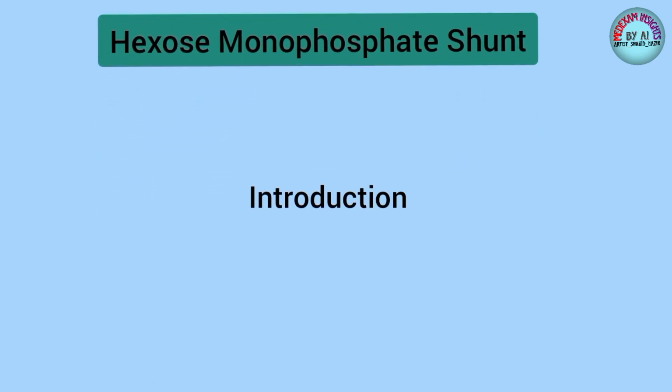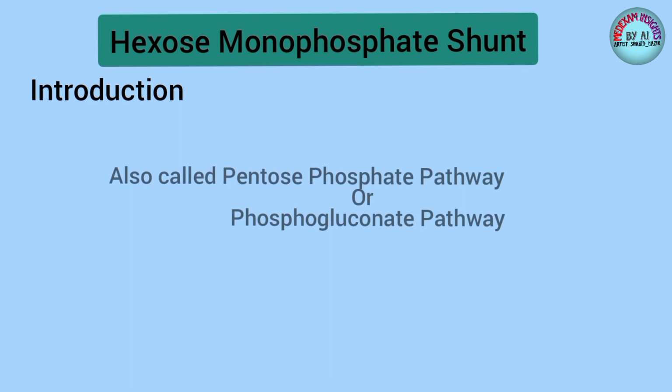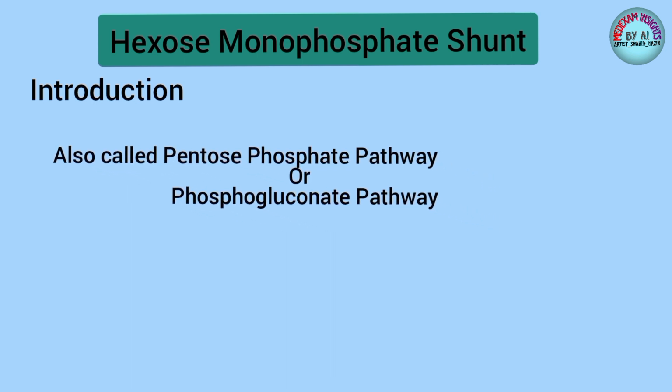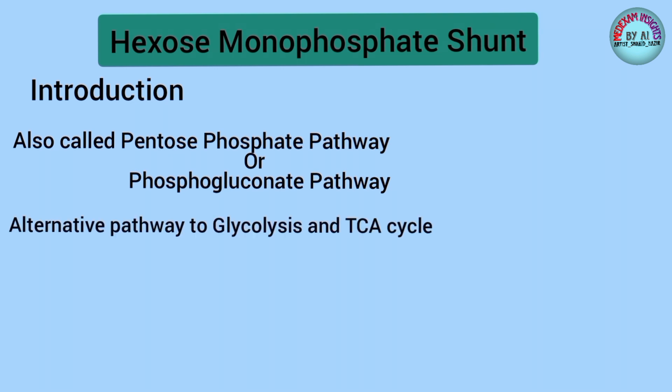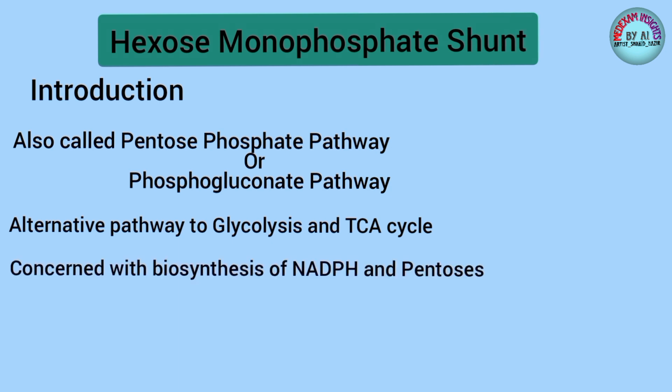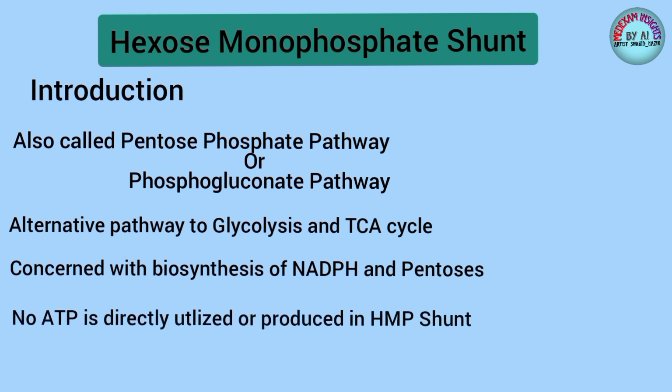In this video we will be discussing the Hexose Monophosphate shunt, HMP shunt. It is also called the pentose phosphate pathway or phosphogluconate pathway. It is an alternative pathway to glycolysis and the TCA cycle, and it is concerned with biosynthesis of NADPH and pentoses. No ATP is directly utilized or produced during the shunt.